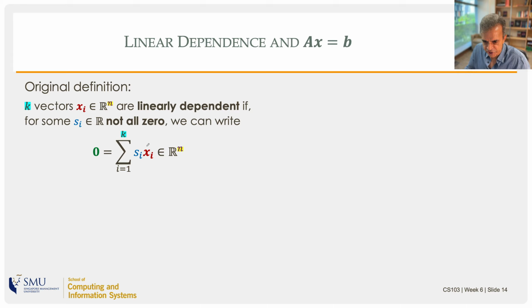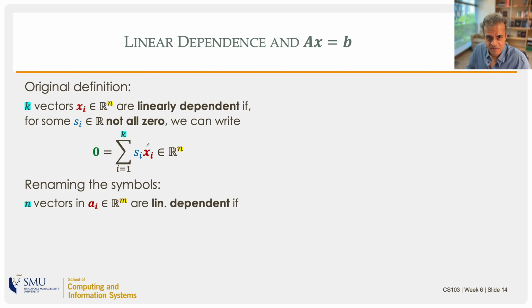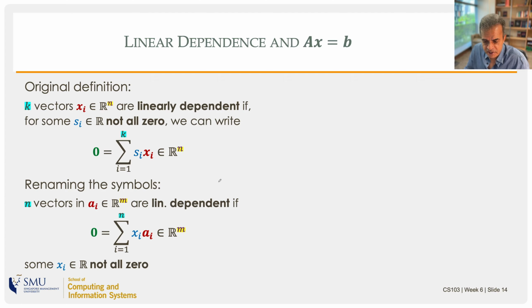Now again, let's rename the symbols. Let's take n vectors rather than k, and let's call them ai. Let's make them members of Rm. And let's restate this. N vectors ai in Rm are linearly dependent if the sum running from 1 to n of xi ai, which is a member of Rm, is a 0 vector, xi being the scalar now instead of si. So the condition is that this should not be a trivial linear combination, by which I mean all xi's should not be 0 at the same time, in which case, of course, you will get a 0 vector, but there's nothing to write home about.